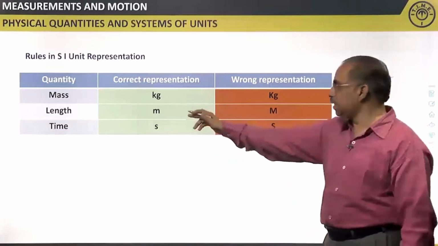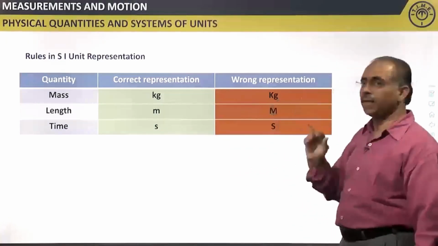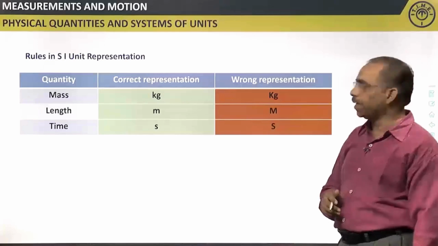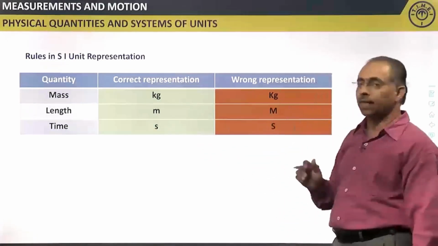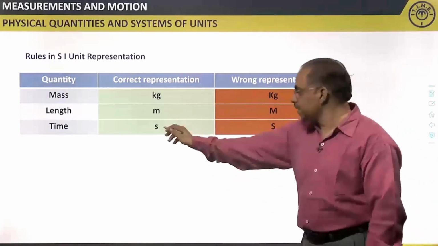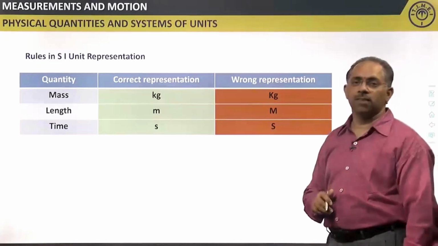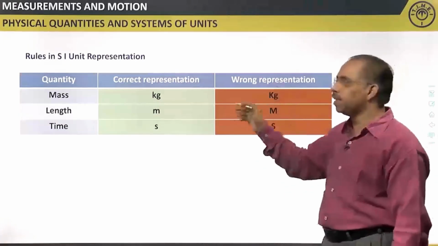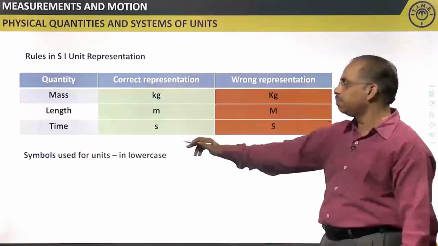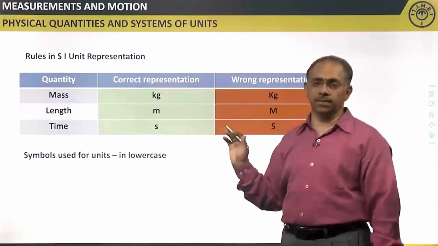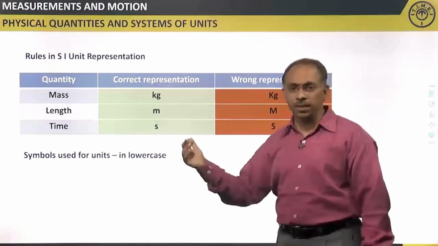In the first one, k and g are both in the lowercase, whereas here they are in the uppercase. In the same way, m is in the lowercase, here it is in the uppercase. Here s is in the lowercase, here it is in the uppercase. This means we should not represent the units in the uppercase. So, symbols for units should be in lowercase. Though there are certain exceptions, we will discuss them.